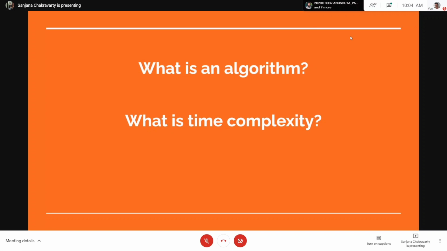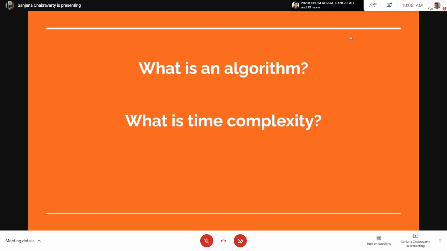Time complexity is a measure of growth in an algorithm. So what do I mean by growth? An algorithm has an input and an output, and to compute this output, the algorithm takes a certain amount of time. When the input grows, how is this execution time growing? We need to find that out. That is what we're interested in. So that is what we mean by growth.